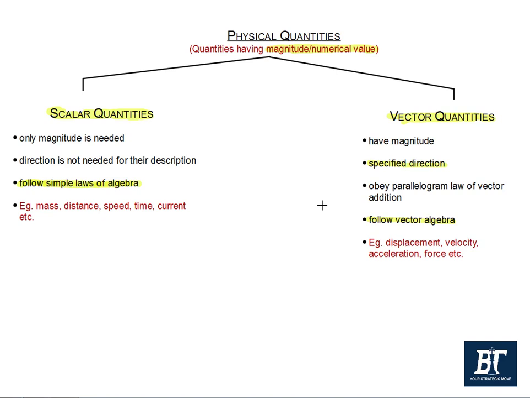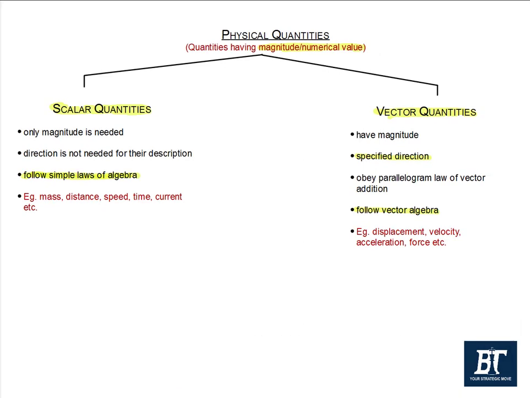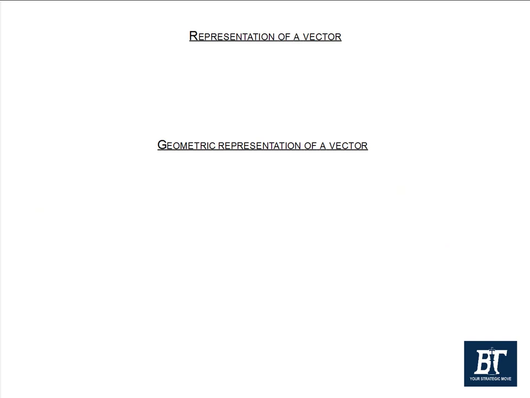Let us now discuss a very important question, which is why is it important for us to know whether a physical quantity is a scalar quantity or a vector quantity? The reason is their algebras are completely different. We should always keep this in our mind that we cannot apply simple laws of algebra when we deal with vector quantities. So after our brief discussion of vectors, let us now learn how to represent a vector.